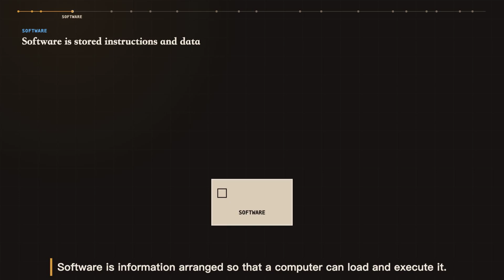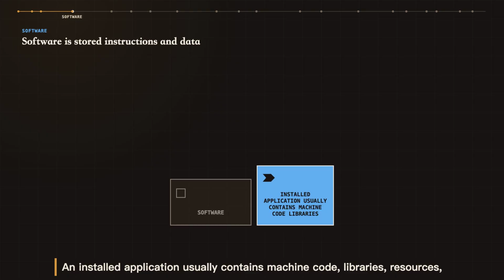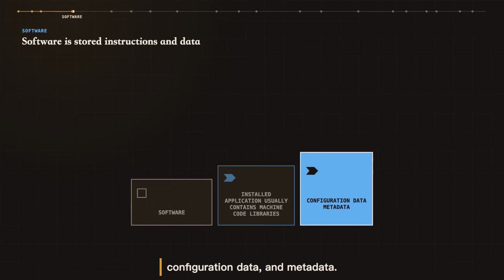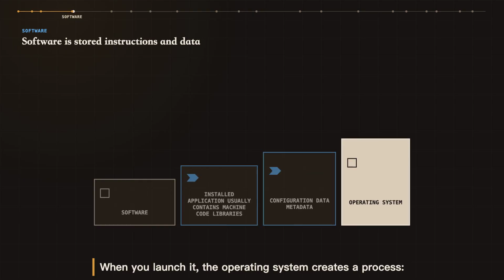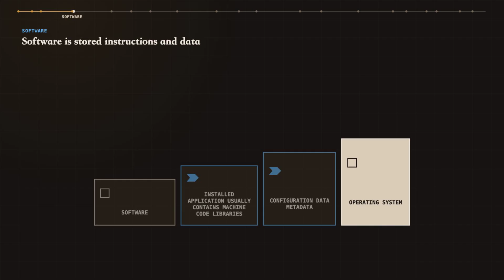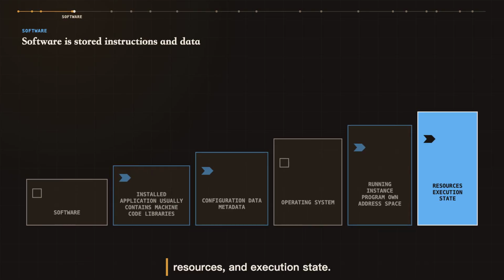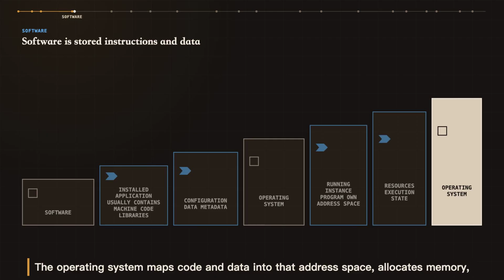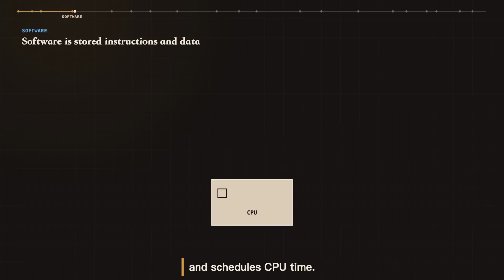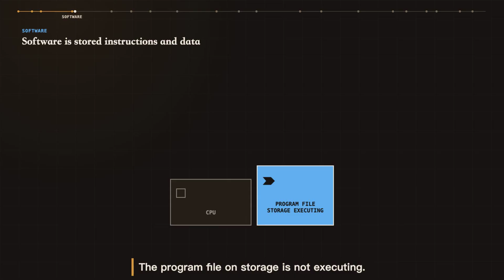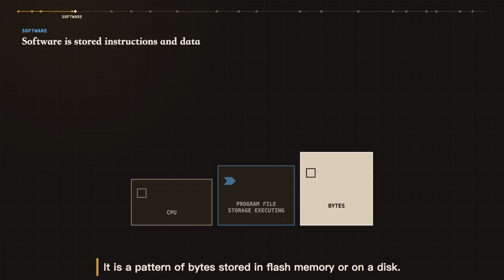Software is information arranged so that a computer can load and execute it. An installed application usually contains machine code, libraries, resources, configuration data, and metadata. When you launch it, the operating system creates a process, a running instance of the program with its own address space, resources, and execution state. The operating system maps code and data into that address space, allocates memory, and schedules CPU time. The program file on storage is not executing. It is a pattern of bytes stored in flash memory or on a disk.